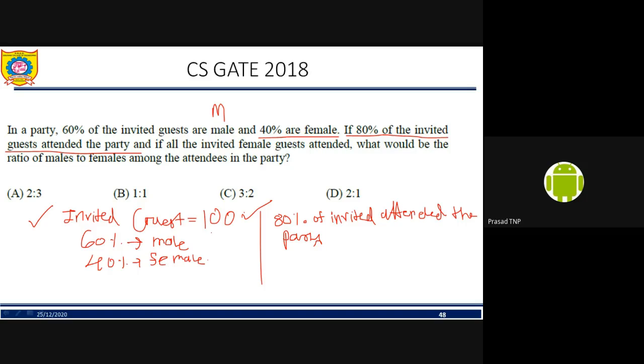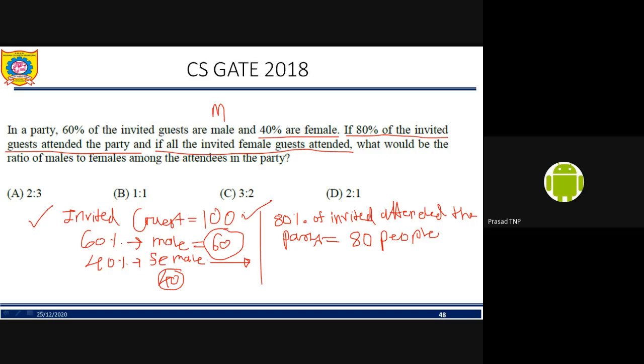So total invited that we have assumed as 100. So 80% of 100 means 80 people attended the party. Then the next line is, and if all the invited female guests attended, means invited female were 40%. 40% of 100 means 40 female were invited and 60 male were invited.